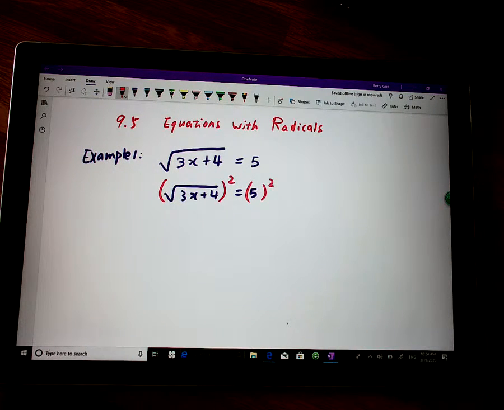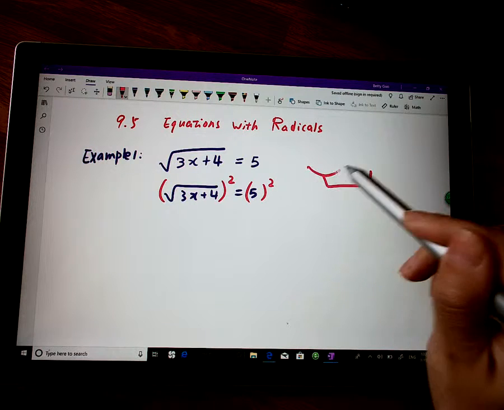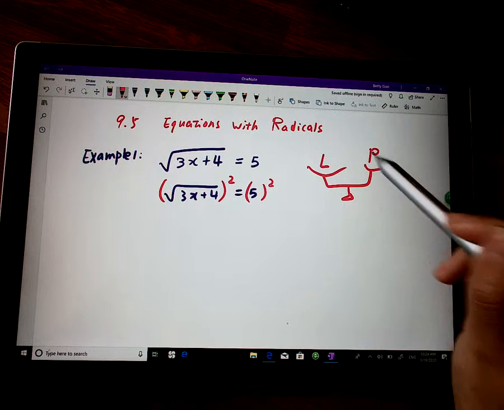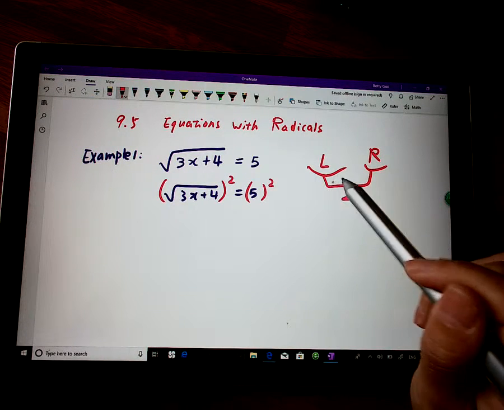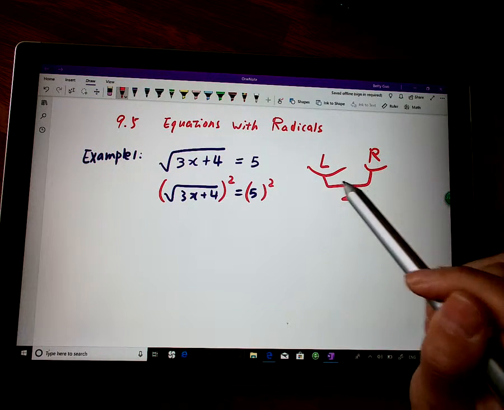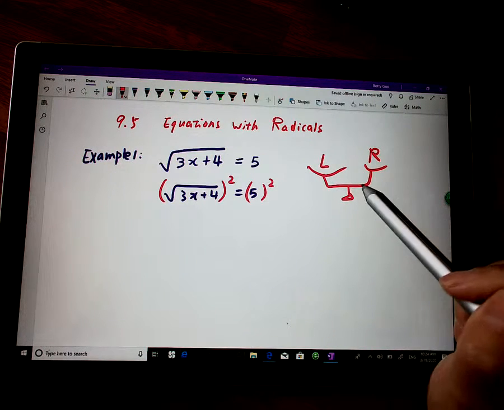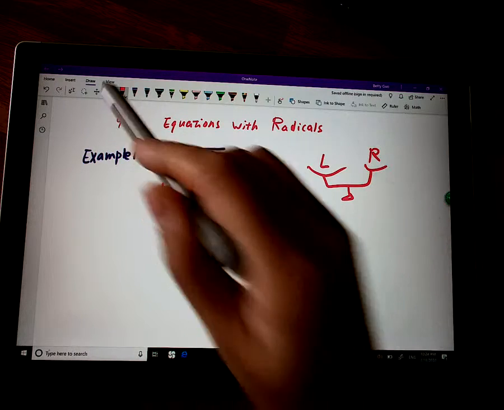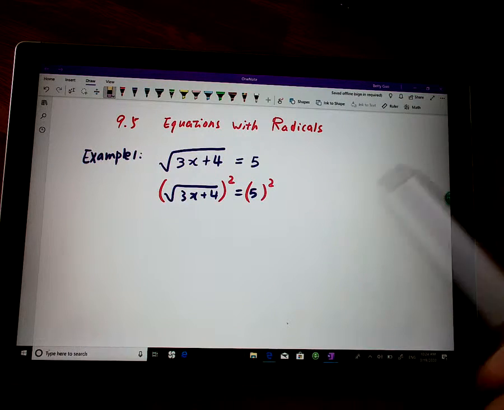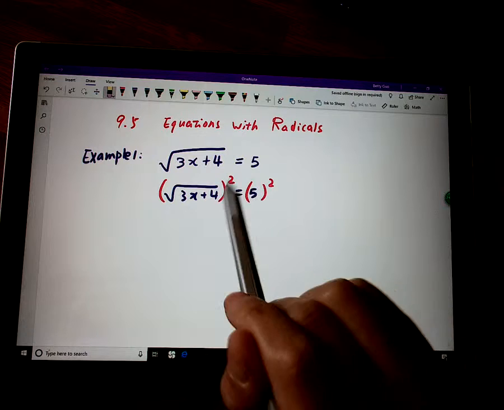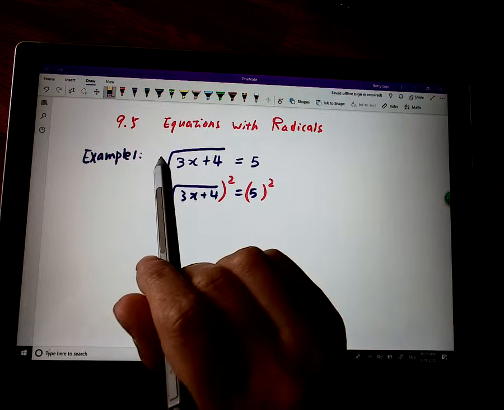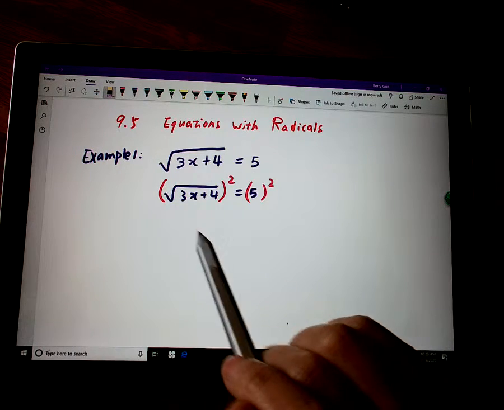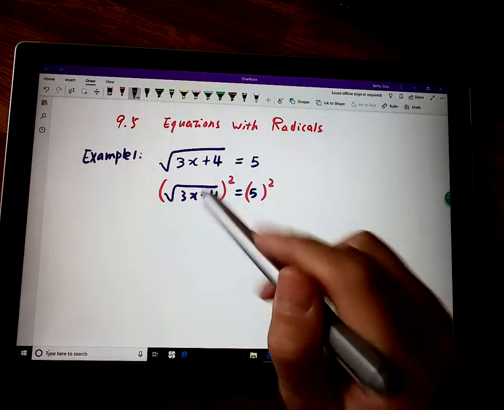An equation is like a scale, right? Left-hand side, right-hand side. As long as you treat both sides the same way, the scale would keep the balance. So we raise both sides of the equation to the power of 2. 2 is the root number or index of the radical. So that's step 2.